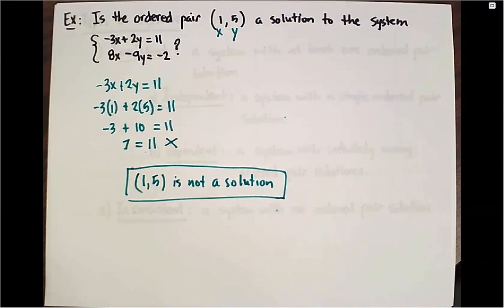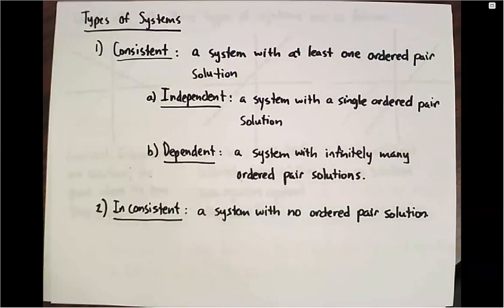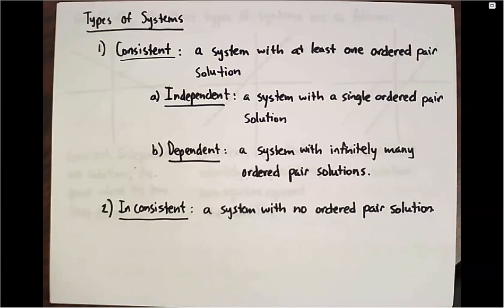Now the question is, how do we get these solutions, these ordered pairs that are solutions? Well, that's where the methods that we use to solve come into play. There are two different types of systems of equations that you need to be aware of: the consistent type and the inconsistent type.